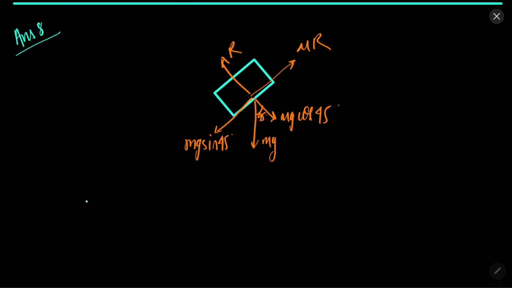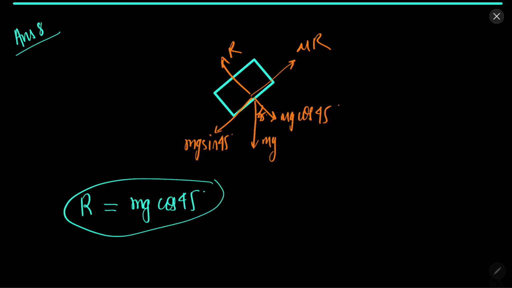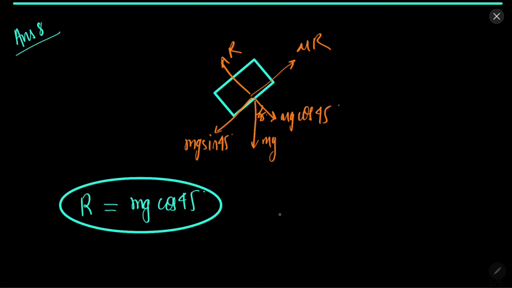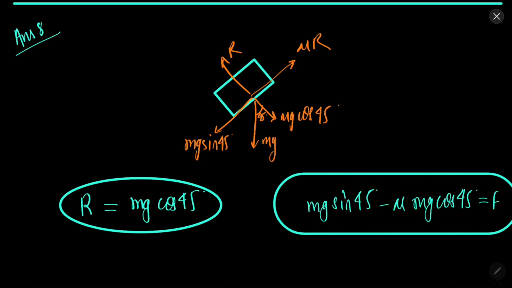So what do we have now? We have obviously R equal to mg cos 45 degree. One equation is this, and apart from that, one more equation we have is mg sin 45 degree minus mu R, and in place of R we can write mg cos 45 degree, equal to the net force, F. So these are the two equations.